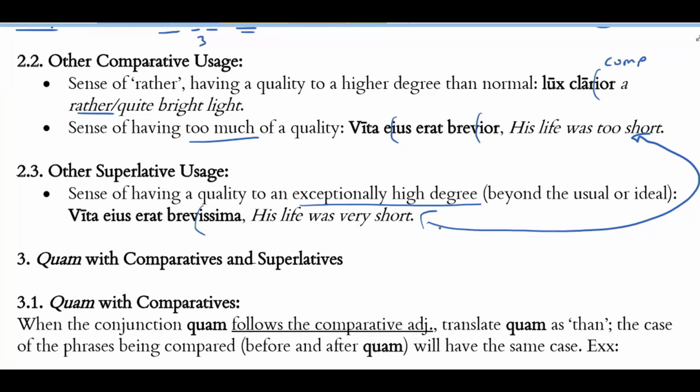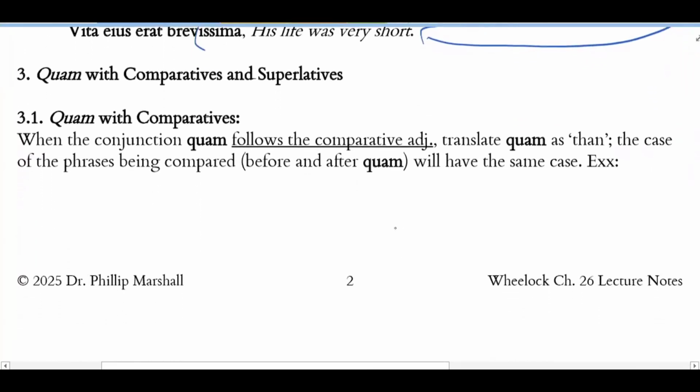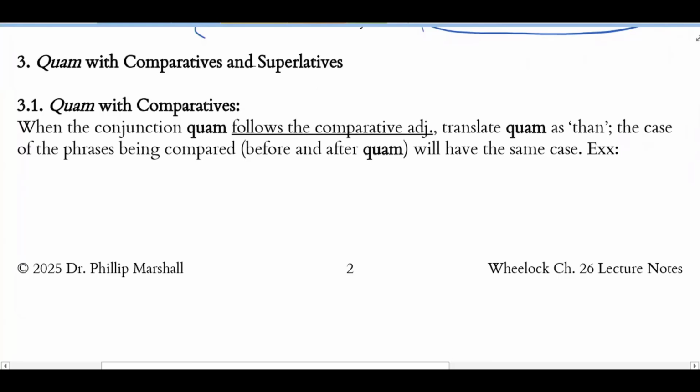All right, let's look at the third point here, quam with comparatives. Now we're going to introduce the use of quam in making comparative statements and sentences. So quam can occur with the comparative form in Latin. When the conjunction quam follows the comparative adjective, translate quam as than: higher than, fuller than, shorter than, okay? And of the phrases being compared, one will come before the quam and one phrase will come after the quam. These will have the same case.